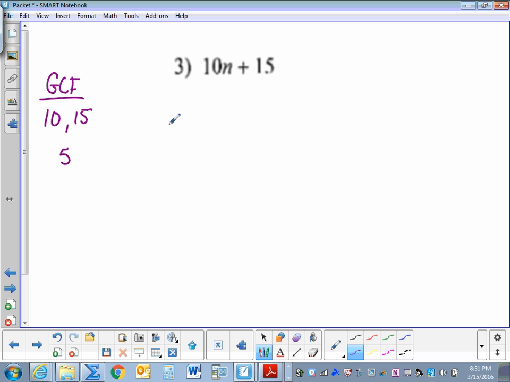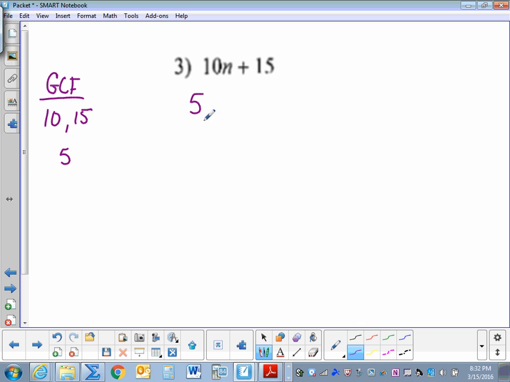We also want to find the greatest common factor of the variables. What is the largest variable or exponent variable that can be divided into both terms? Well, here is n, and this one doesn't have a variable, so there is no common variable as a factor. So we're just going to factor out the 5 here.